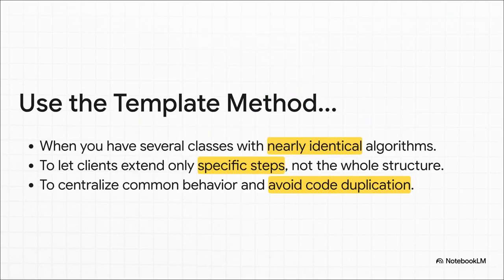You really want to reach for this pattern when you start seeing that déjà vu moment, when you spot several classes that have almost identical algorithms, just with a few small differences. It's also perfect when you want to let people extend your module, but only in very specific, safe places. It's a great example of the open/closed principle. Your main class is closed for modification, but it's open for extension.